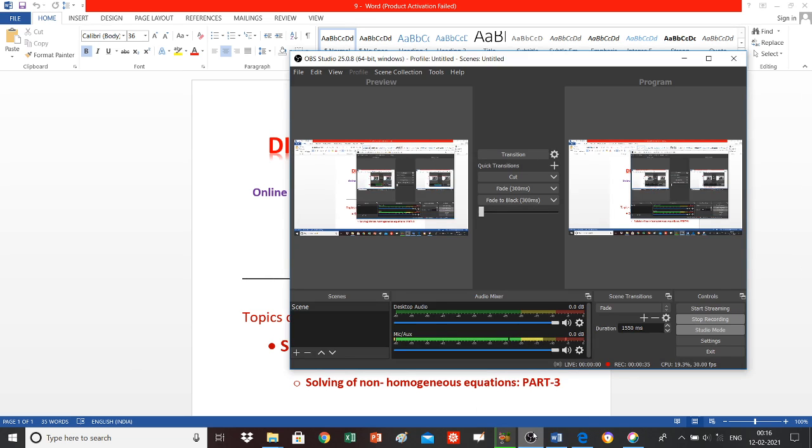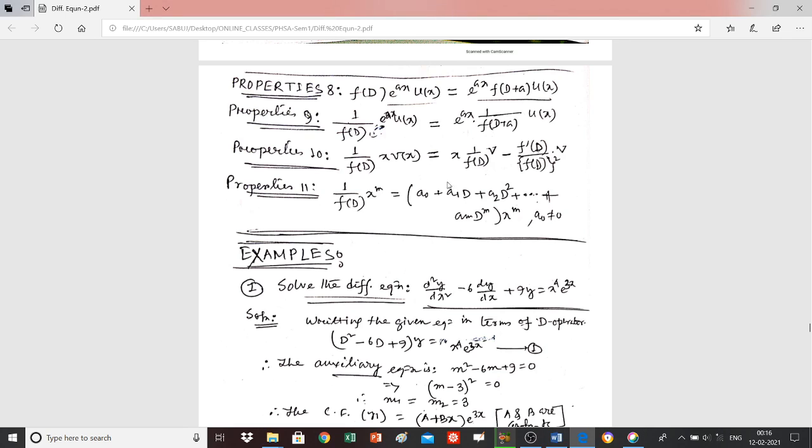Those properties are here. Number one, this is the eighth property: f(D) e^(ax) u(x). In this case, there is an exponential term and a function of x. If it is in this form, then f(D) e^(ax) u(x) is equal to e^(ax) taken to the left side, and here D is replaced by D plus a. So f(D plus a) then u(x).